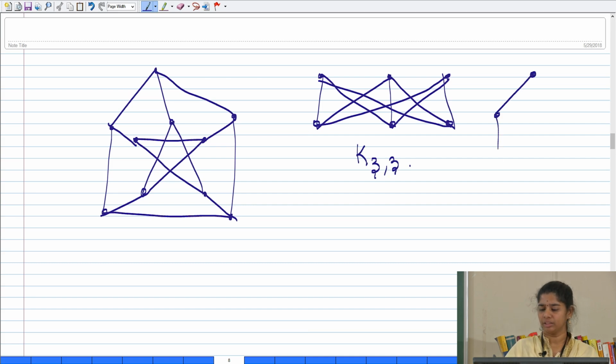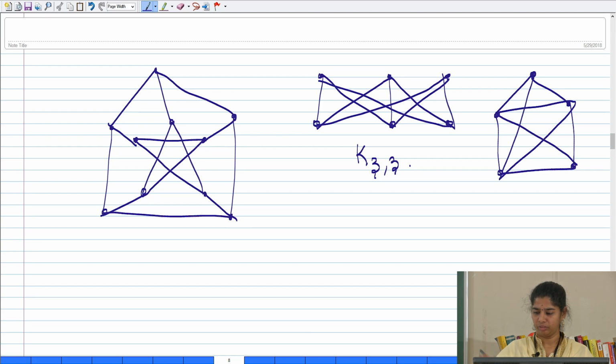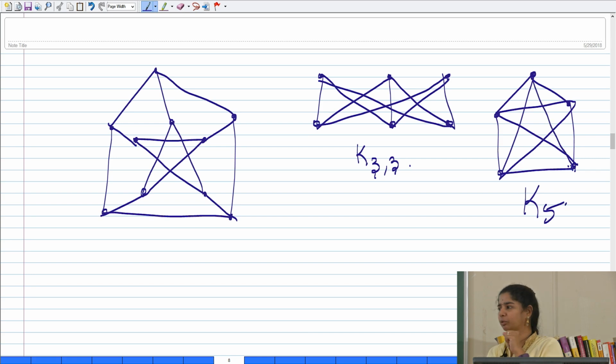So, next is, actually first I wanted to draw this, but I drew the Petersen graph. So, it is also a non-planar graph. So, why is it non-planar? Can you prove this, that why it is?